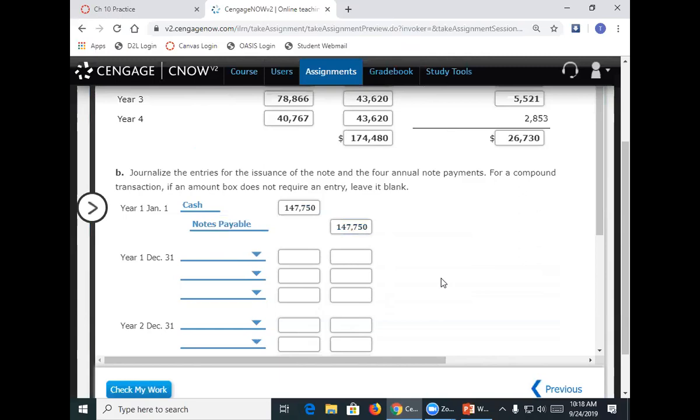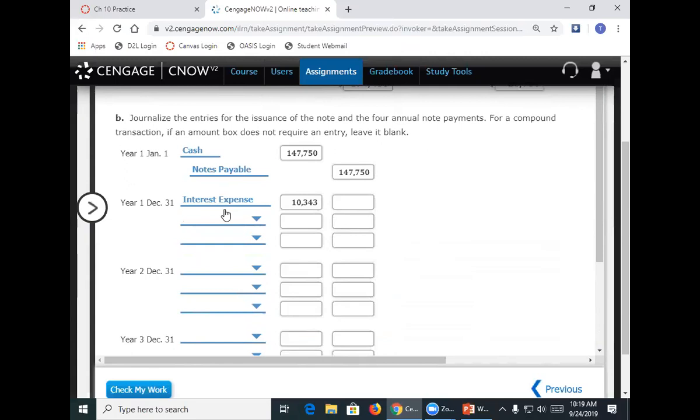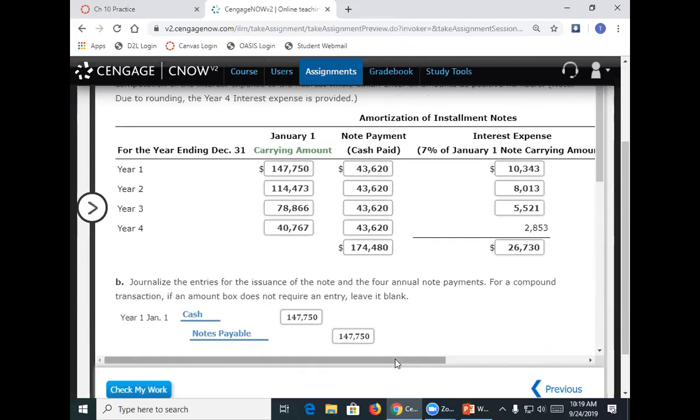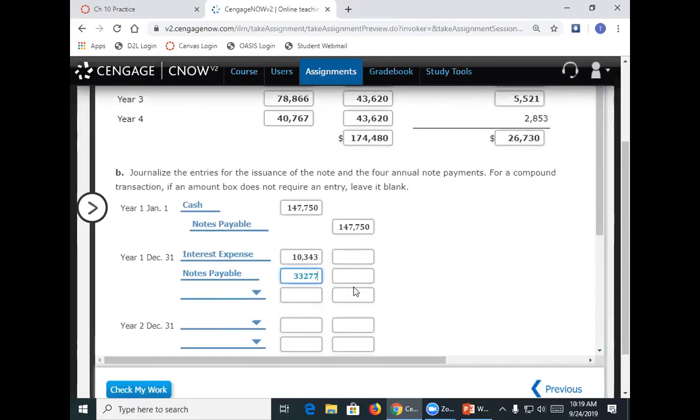And then in year one, December 31st, when I make my first payment, what do I debit and credit? Cash, interest payable, and notes payable. You're almost there. Interest expense instead of interest payable. We're going to go ahead and recognize all the interest. So we're going to debit interest expense, which for year one was $10,343. We debit notes payable, the reduction in the principal. Our decrease in notes payable was the $33,277. And then the cash should be those two added up, which is your cash payment of $43,620.